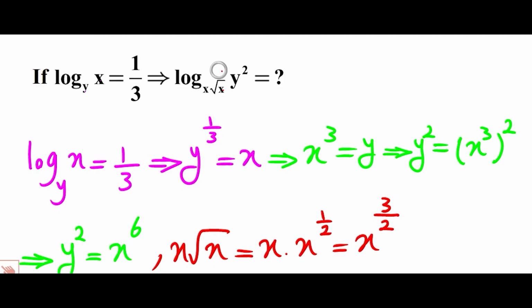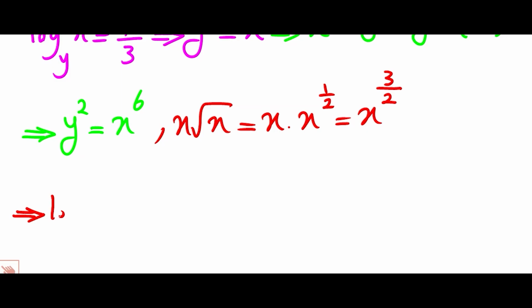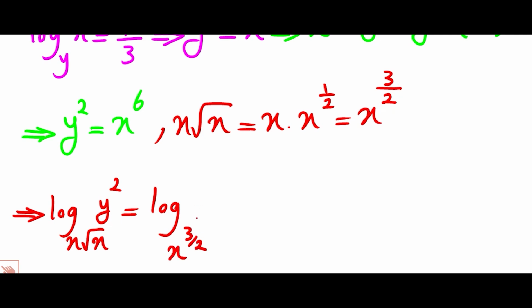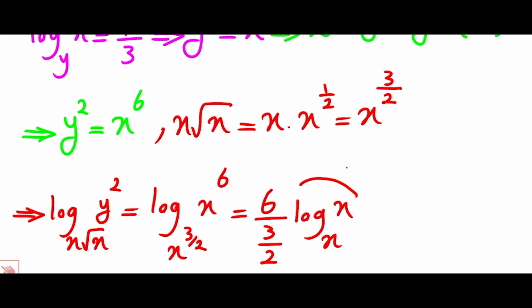So this expression becomes log base x times the square root of x of y squared, which is log base x to the power of 3 over 2 of x to the power of 6, right? So we have 6 over 3 over 2 times log base x of x, and as you know, log base x of x equals 1. Dividing by 3 over 2 is the same as multiplying by 2 over 3, so 6 times 2 over 3 equals 12 over 3, which is 4.